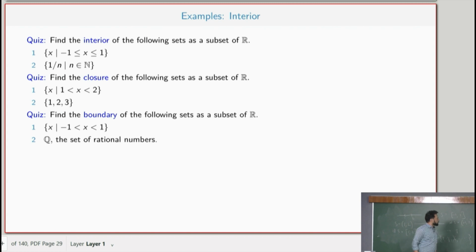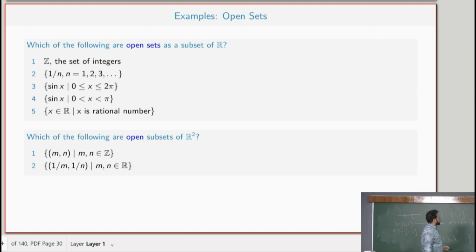Now this is interesting. The set Q, the set of rational numbers: what are the boundary points of the set of rational numbers? You may try this. In the interest of time, just go over this, and then you can also try to identify which of these are open sets and which of these are closed sets.